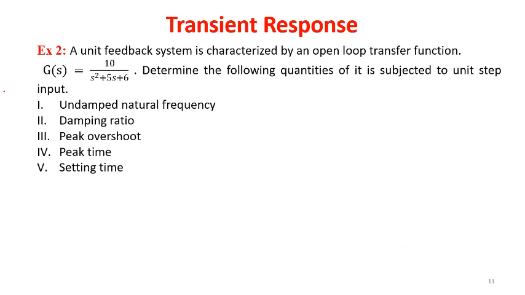Let's solve another problem. Here in this example 2, the problem statement is as follows. A unit feedback system is characterized by an open loop transfer function. Here G of s, that is the forward block, G of s equal to 10 divided by s square plus 5s plus 6.